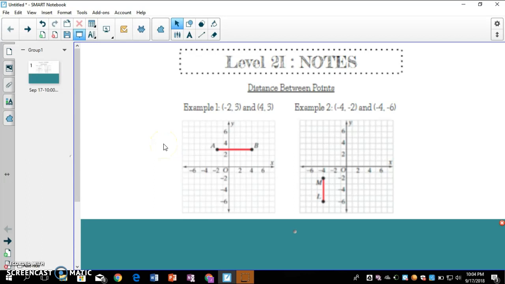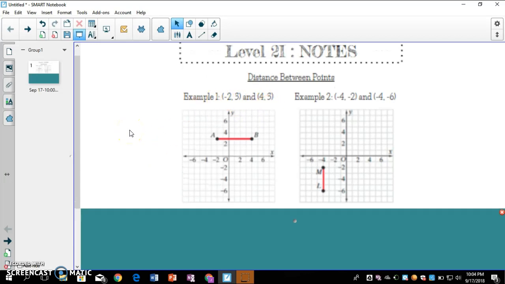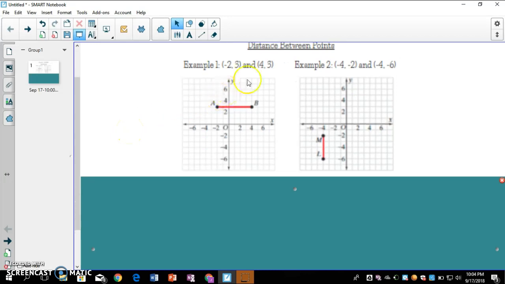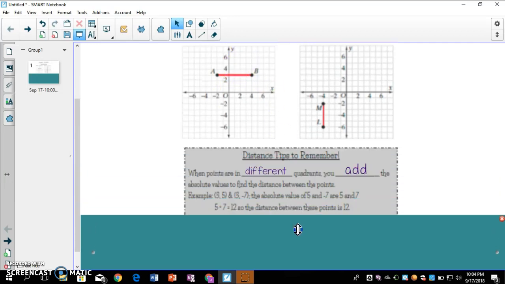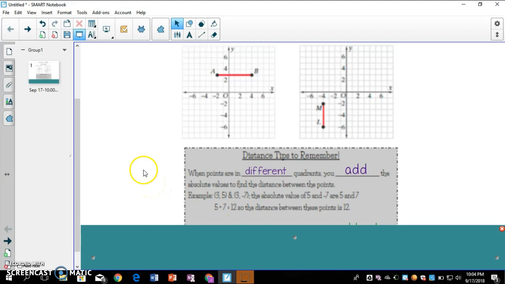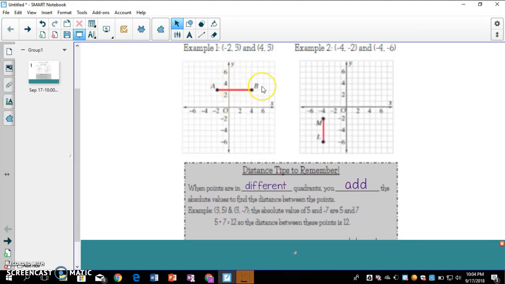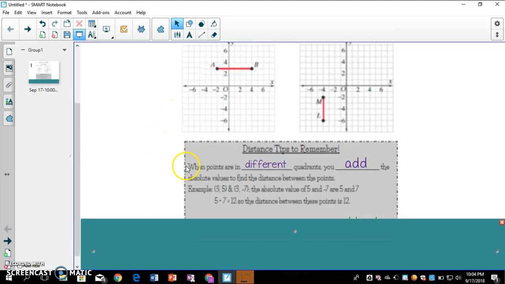But I don't want to have to graph these points on a coordinate plane every time I want to know how far these points are from one another. So I'm going to show you a cool trick to figure out the distance between points without even having to graph them. If you want to fill in your blanks here, I'm going to talk through this first example. It doesn't matter which quadrants, but if you notice they're in different quadrants. These happen to be in quadrant 2 and 1, but it doesn't matter. The tip is when points are in different quadrants, you add the absolute values to find the distance between the points. Now let me point out what I mean by this.